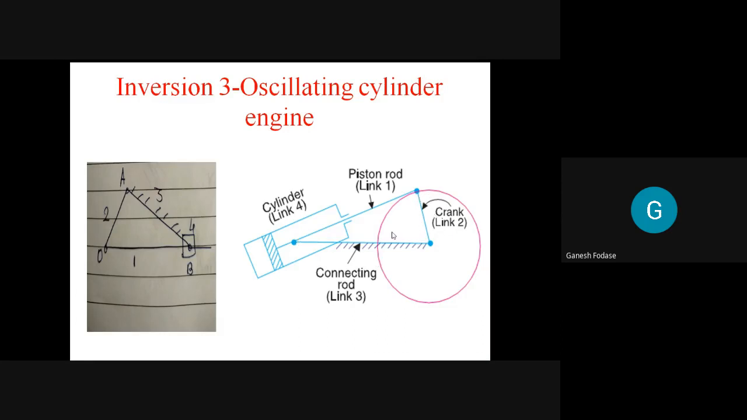Now here, when this crank rotates, this piston rod, or link number 1, attached to link number 2, will reciprocate inside this cylinder, that is link number 4. So how many links? 4 links. Link number 1 is this piston rod, link number 2 is the crank, link number 3 is the connecting rod, and link number 4 is the cylinder.